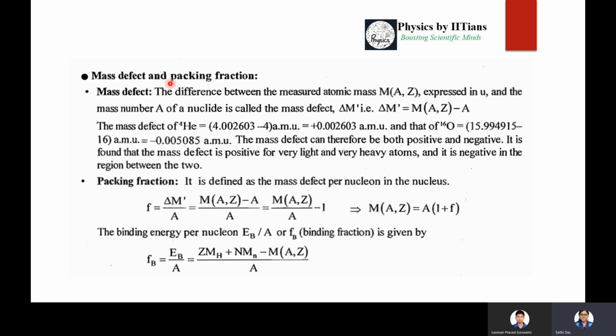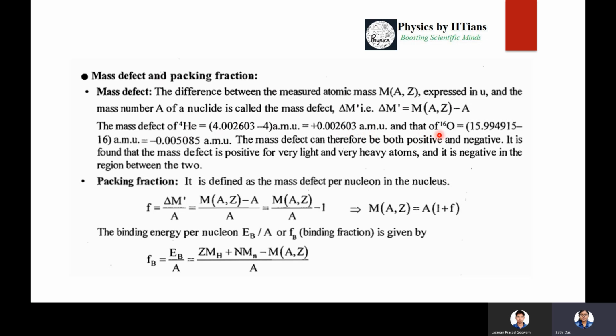What is mass defect? Mass defect is the difference between the measured atomic mass M(A,Z), expressed in atomic mass units u, and the mass number A of the nuclide, that is delta M prime equals M(A,Z) minus A. Suppose we want the mass defect of helium-4. We take the mass number of helium as 4 AMU, and the measured atomic mass of helium is 4.002603 AMU. You take the difference.